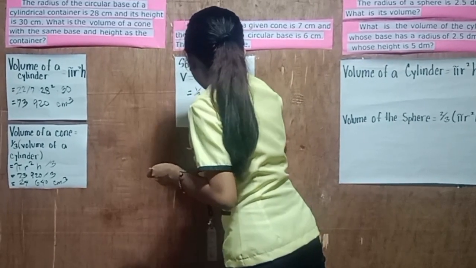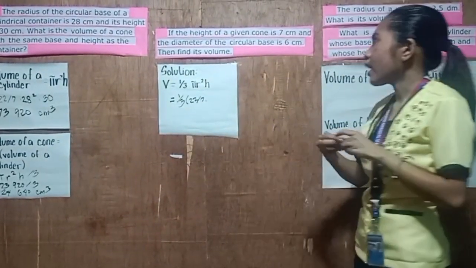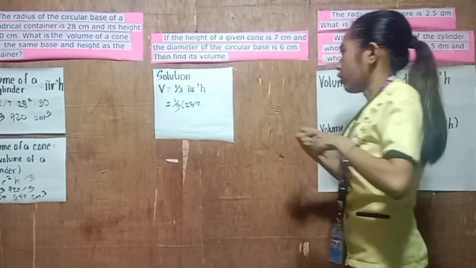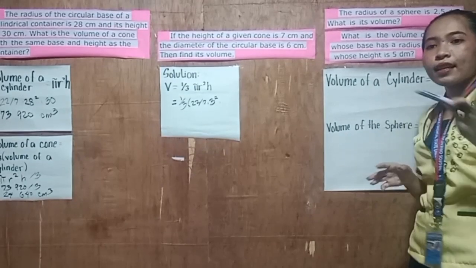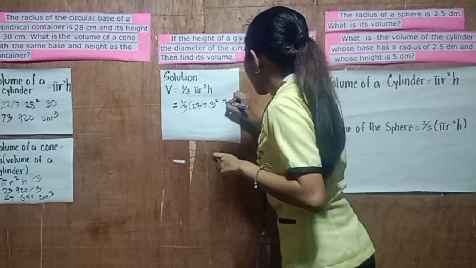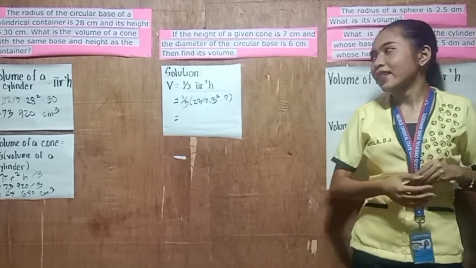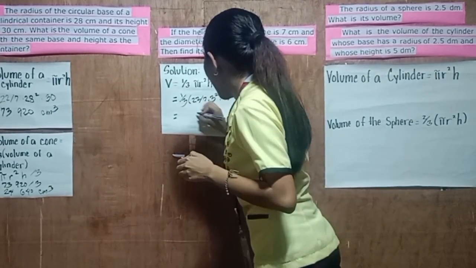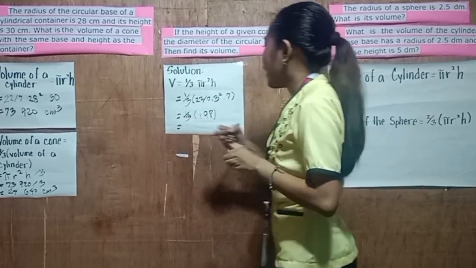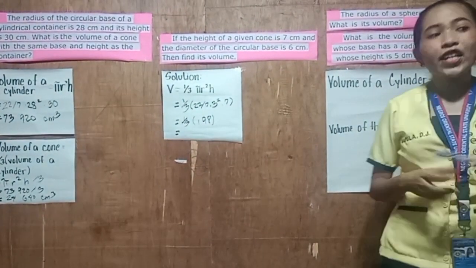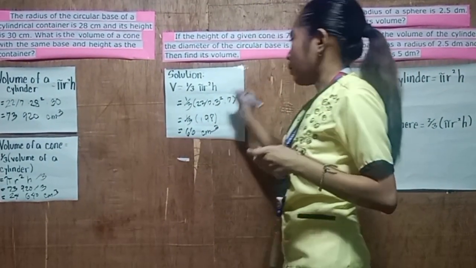So here 1/3. Our pi, we can write 22/7. What is our radius? It's 3. So, we will write 3 squared. And how about our height? It's very good. It's 7. So, what is 22/7 times 3 squared times 7? Very good. We have the answer, 198. And 1/3 of 198 is, it gives you the answer. Very good. The answer is 66 cubic centimeters.